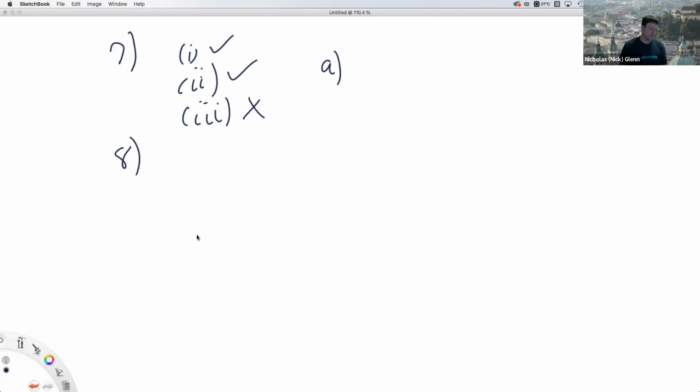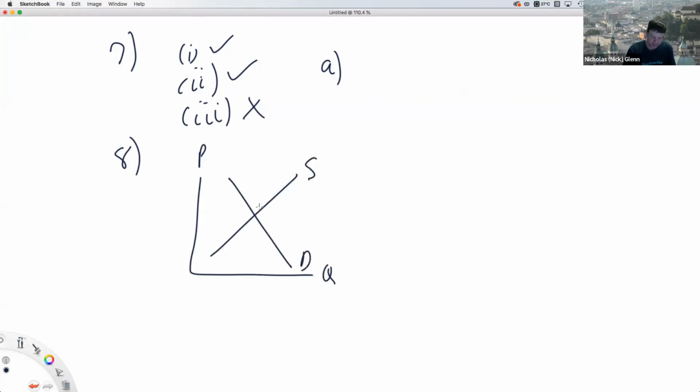All right, 8. When new firms have an incentive to enter a competitive market, their entry will what? When they enter the market, what happens? We draw our market supply and demand. They enter the market, well, that increases supply. And what that does is it causes the price to fall. And since these prices fall, that's going to cause their profits to fall as well. Now, they're not getting as high a price.